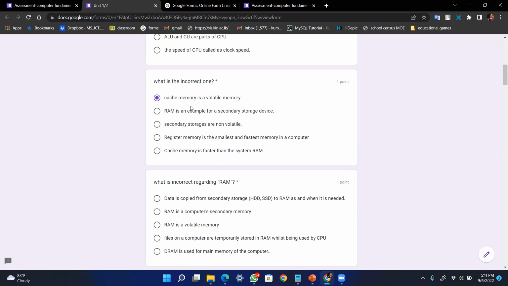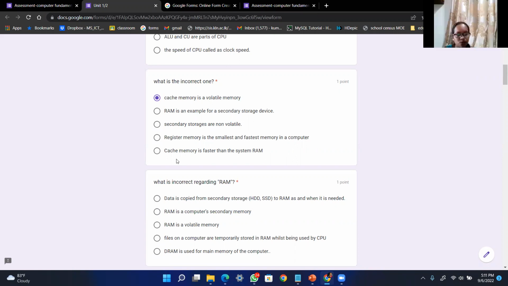Yes, teacher. RAM is an example of a secondary storage device. Incorrect. RAM is the primary storage device. Secondary storages are non-volatile. Yes, true. Register memory is the smallest and fastest memory in a computer. True. Correct. Cache memory is faster than the system RAM. Correct. Yes, that is also correct. So what is the incorrect one?